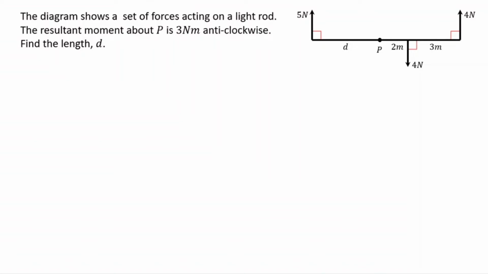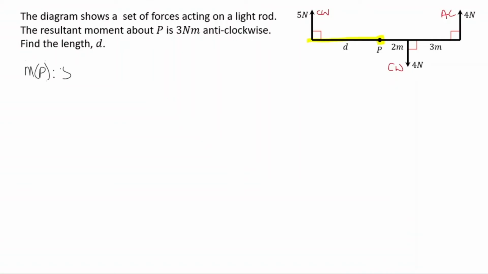So here we have another diagram that shows a set of forces acting on a light rod. The resultant moment, about P, we're told is 3 Newton meters anti-clockwise. We need to find the length of D. Okay, let's just do the things we would usually do. So, start by labeling the clockwise and the anti-clockwise. And then we're actually going to generate the moments. Clockwise as usual, and taking moments from P.